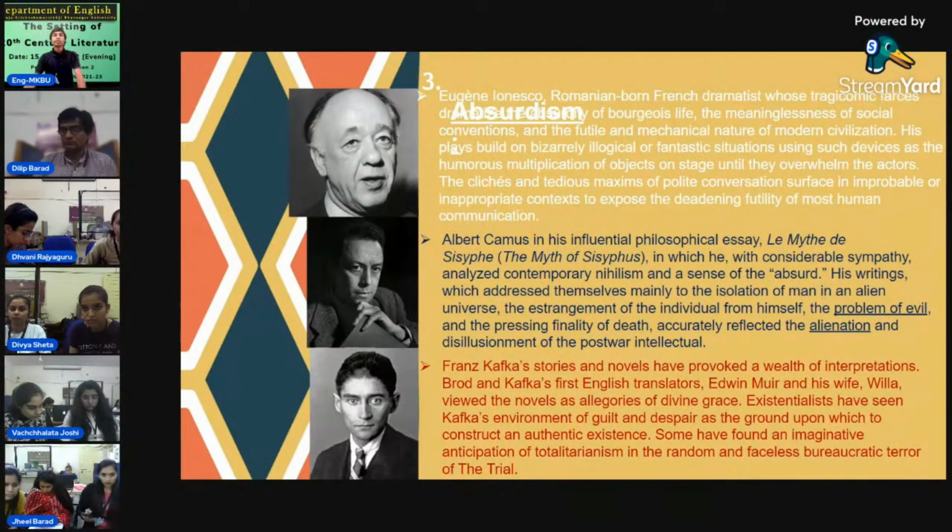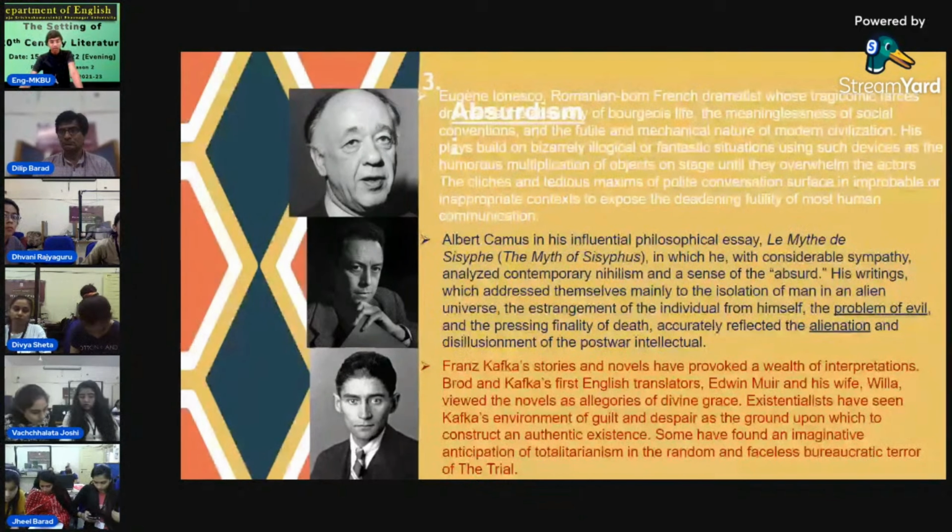And this trial is there. If you read them, then you will find that there are many layers of interpretation open for the readers or the critics to define accordingly. So Franz Kafka's stories and novels have provoked a wealth of interpretations.